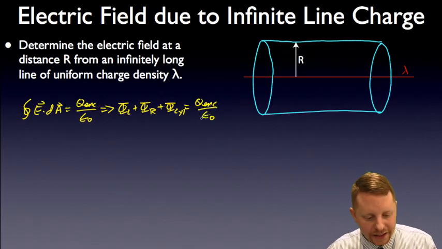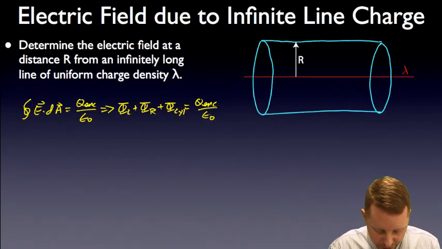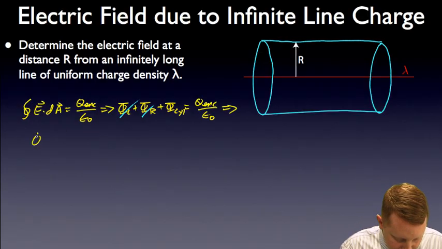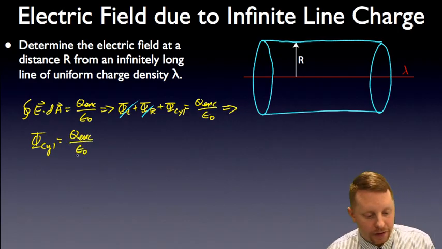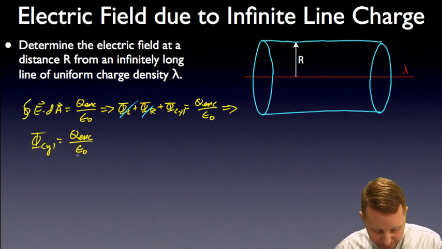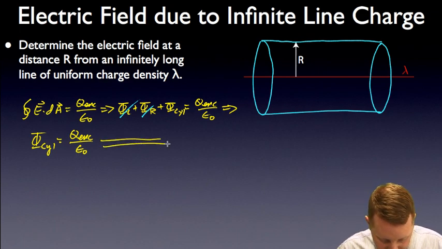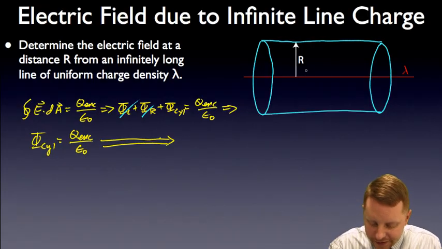And once again, we can make that symmetry argument that the flux through the left and the flux through the right must cancel out because that's an infinite line charge. So we're going to be left with the flux through the cylinder equal to the enclosed charge divided by epsilon naught. Now, what about that flux through the cylinder? This implies then the flux through the cylinder. How can we figure that out?